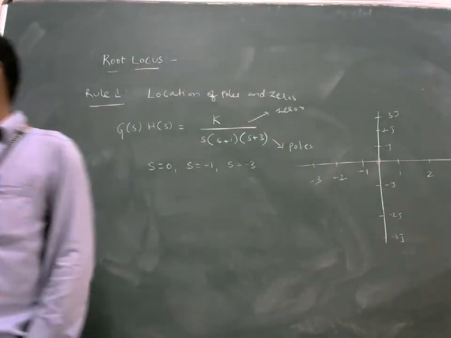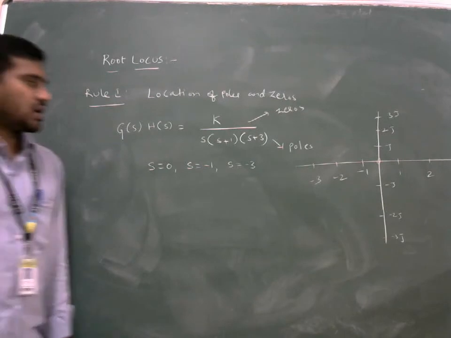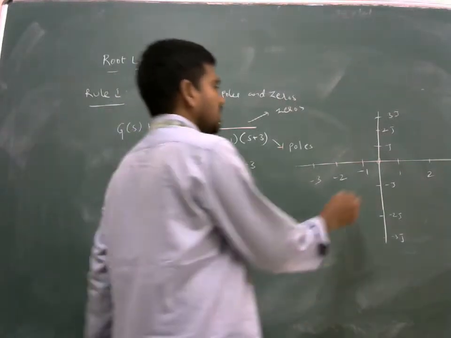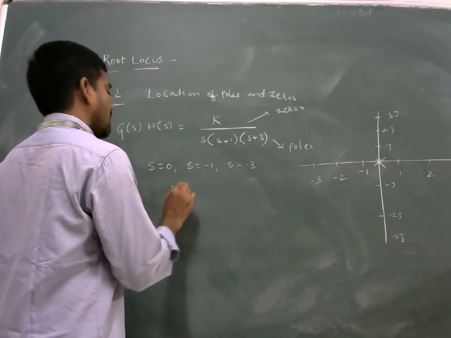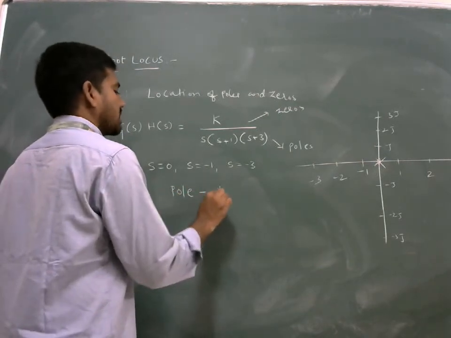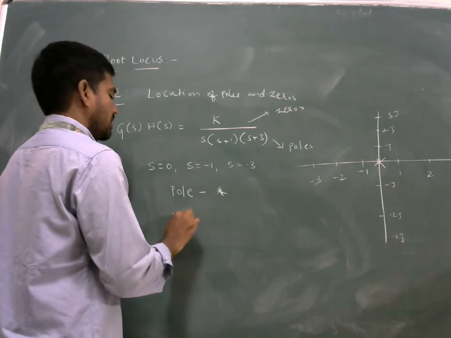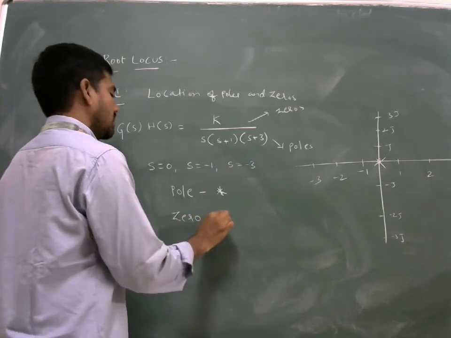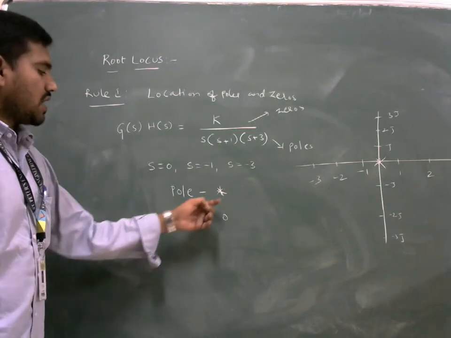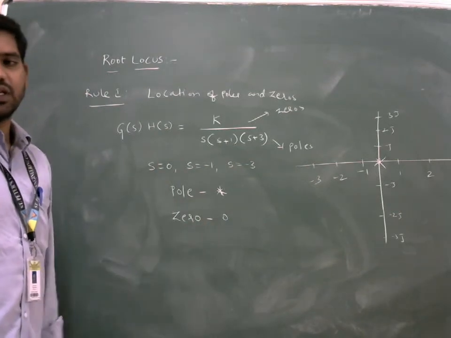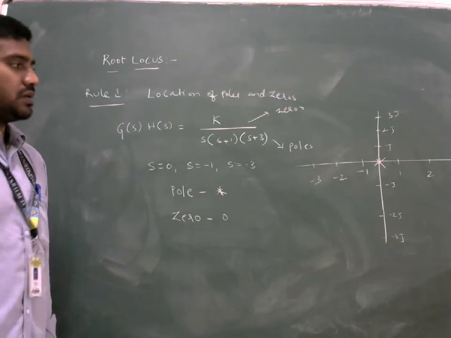Now we need to locate the poles and zeros. You remember that I am going to write here: poles are represented with a star mark and zeros are represented with a 0.